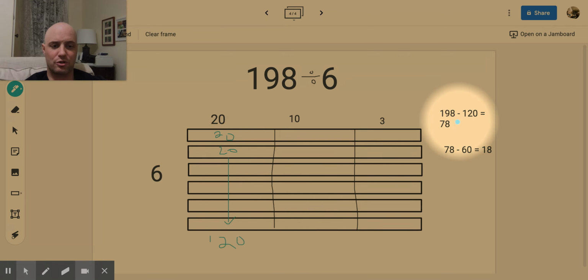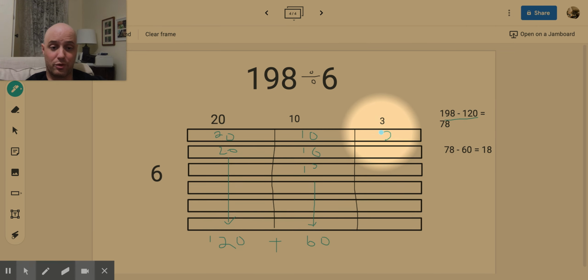How much more do I have to go? Well, I had 198. I distributed 120. I have 78 more to go. So what if I put 10 in each row? 10, 20, 30, 40, 50, 60. See how much I've distributed altogether so far? 120 and 60. It's 180. Subtract again. I have 18 more to go.